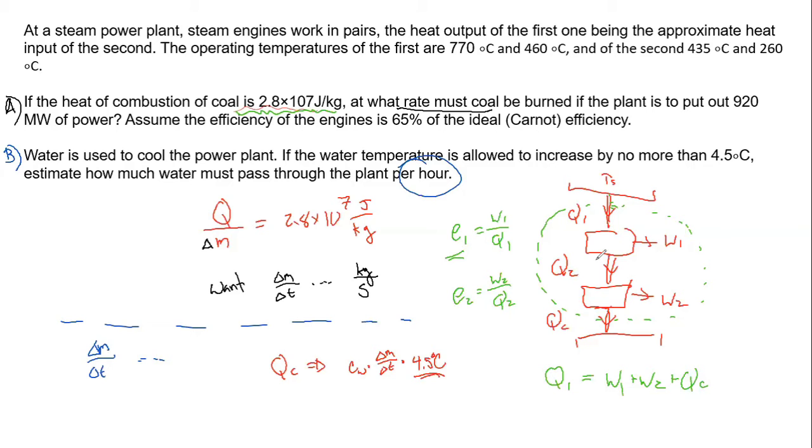And then once you have QC, honestly, both of these questions are just like take Q1 and figure out the rate of coal, and take QC and figure out the rate of water to flow past it and mitigate this much energy.